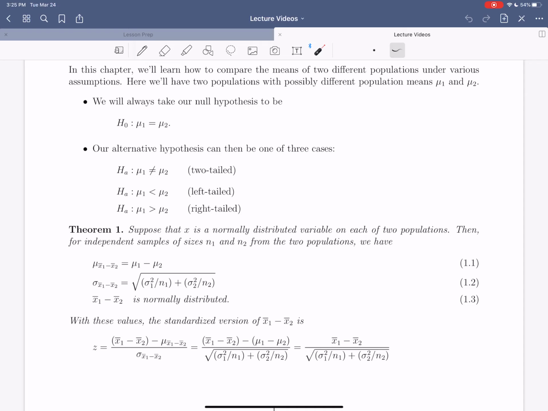So our null hypothesis is always going to be that nothing happens, right? That's what the null hypothesis is. And so our null hypothesis is that they're going to be the same. The two population means mu1 and mu2 are going to be equal. And then we can have one of three alternative hypotheses, just like in the previous chapter. We can say that maybe the means are not equal, so that would be a two-tailed hypothesis. Maybe our alternative hypothesis is that the first mean is less than the second, or the first one's more than the second, right? Those are the other two options. So it's left-tailed and right-tailed, respectively.